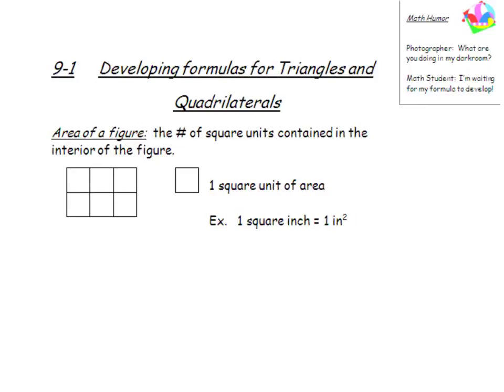All right, so let's get serious. We're talking about the area of a figure. The area of a figure is just simply the number of square units that we have contained inside of the figure. So for instance, if this is 1 square unit, this would be a 2 by 3, so there are 6 units squared inside of this figure.